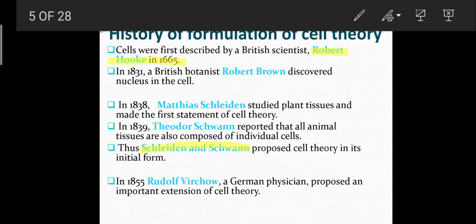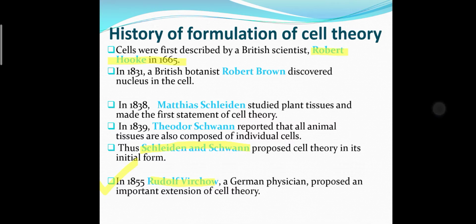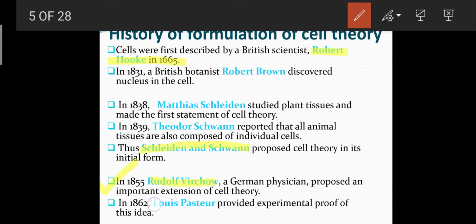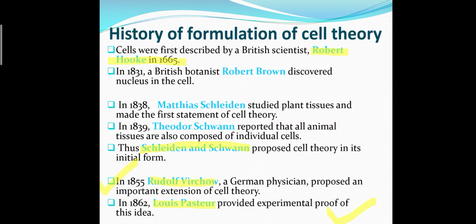In 1855, Rudolf Virchow, who was a German physician, proposed an important extension of cell theory. In 1862, Louis Pasteur provided experimental proof of this idea.